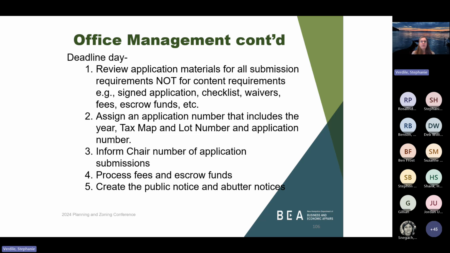regulations. Escrow accounts have to be kept separate. Each application should have its own escrow account. If you've got a 20-lot subdivision, you've got a Walmart, you've got a Dunkin' Donuts, all those applications, all those escrow funds, they need to be kept separate.